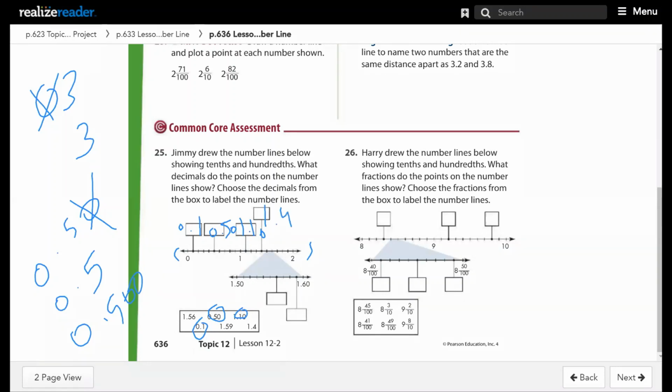Which is this, and here it comes between 1.5 and 1.6. So this one is 1.51, 1.52, 1.53, 1.54, 1.55. This is 1.56, and this is 1.59.